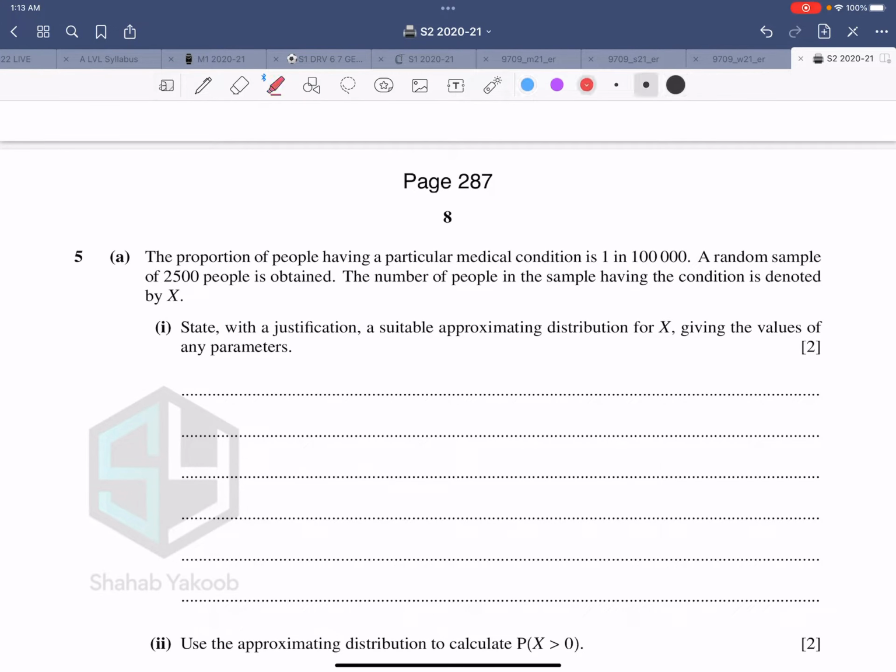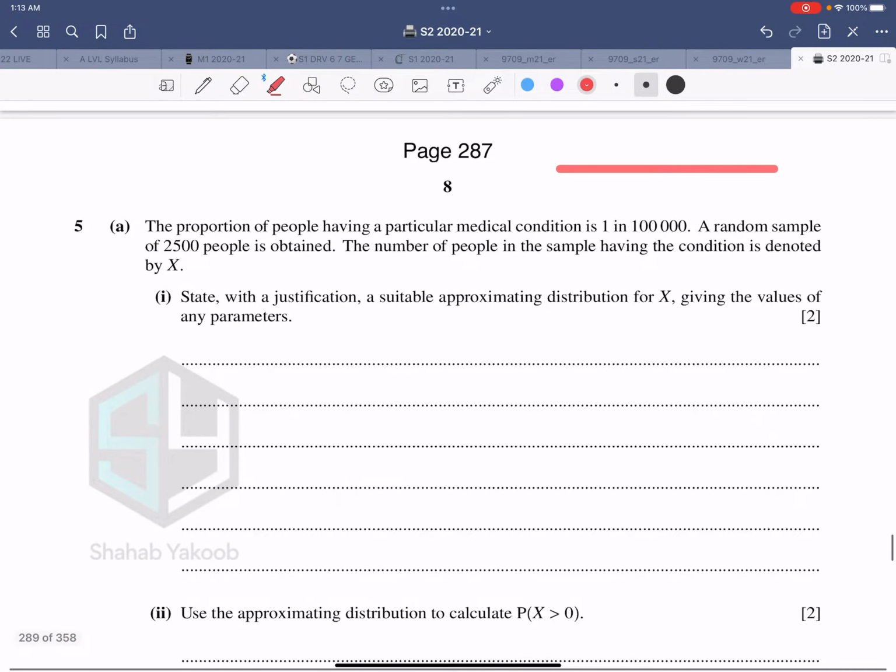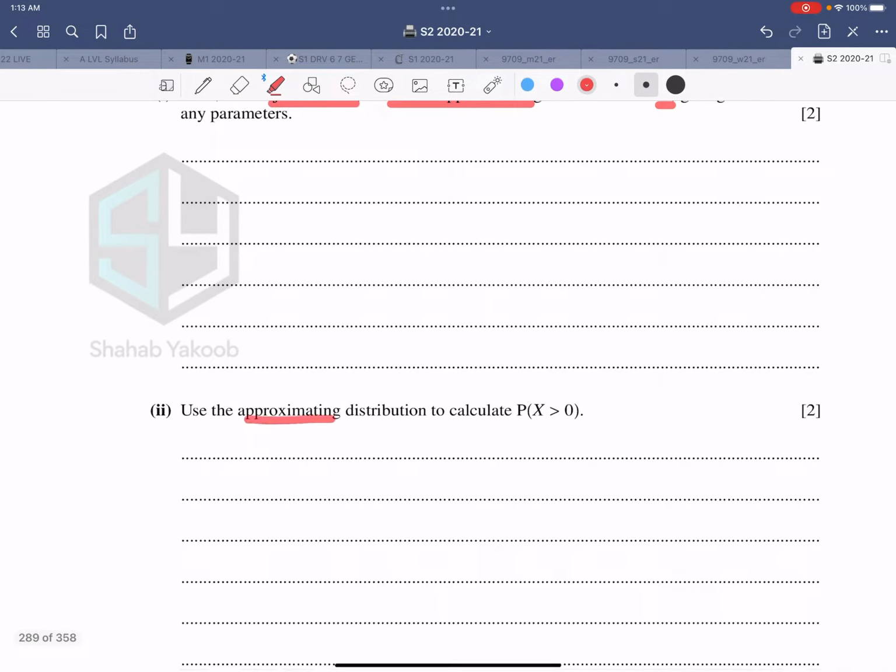What is question number 5 all about? It says the proportion of people having a particular medical condition is 1 in 100,000. A random sample of 2,500 people is obtained. The number of people in the sample having this condition is denoted by X. State with a justification a suitable approximating distribution for X, giving the values of any parameters. Use this approximating distribution to calculate probability X is greater than 0.